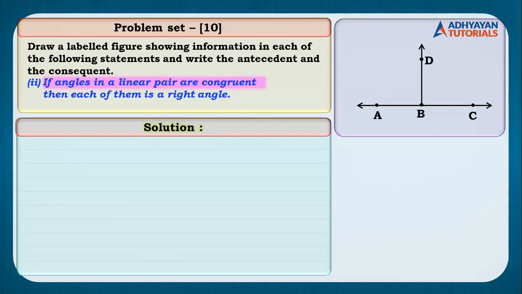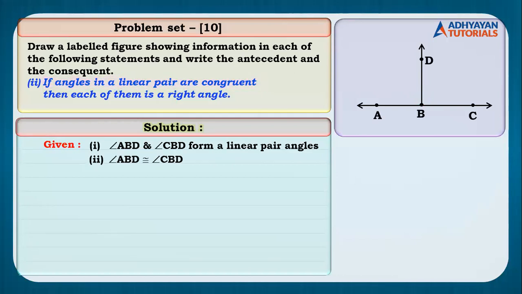Angle ABD and angle CBD, they form a linear pair, right? So दोनों angle linear pair form करते हैं. लेकिन अगर आप question पढ़ोगे, it says if angles in linear pair are congruent. तो linear pair होने के साथ साथ वो दोनों angles congruent भी हैं. This is also given. So I state angle ABD is congruent to angle CBD. It is clear. तो ये तो हमने given लिख दिया.